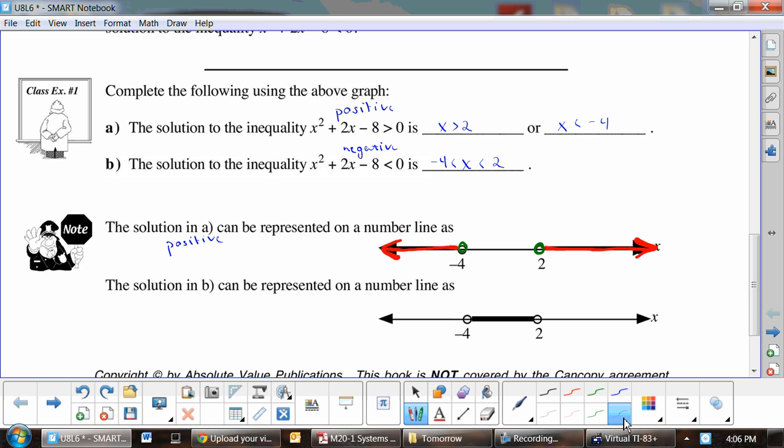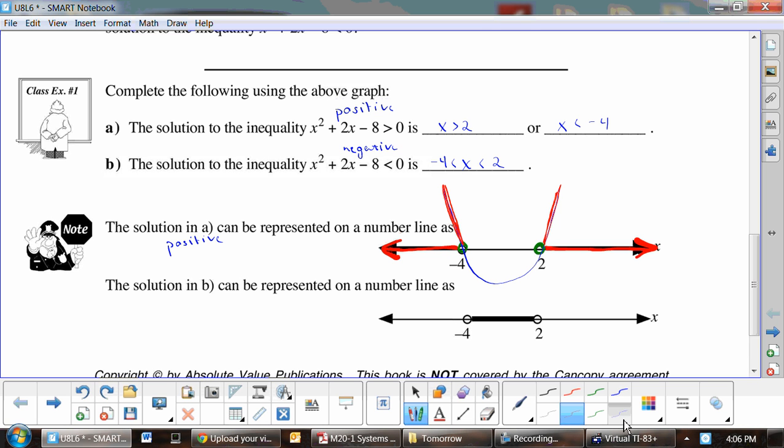Okay? And this makes sense, because if we were to draw a picture of our graph right on top of this, we would see that, oh, this part here, where it's above 0, matches with this part right here and right here.